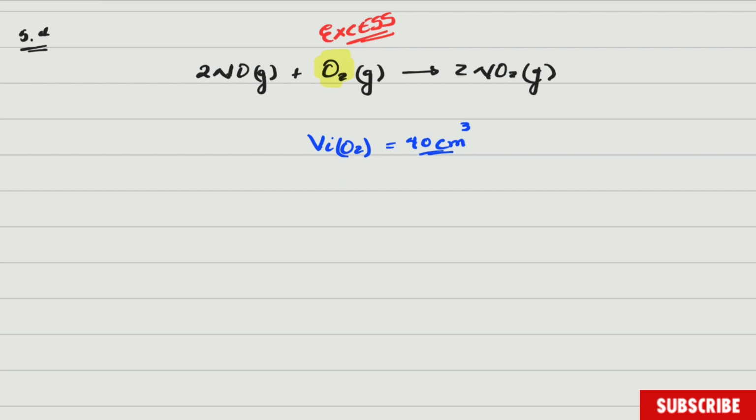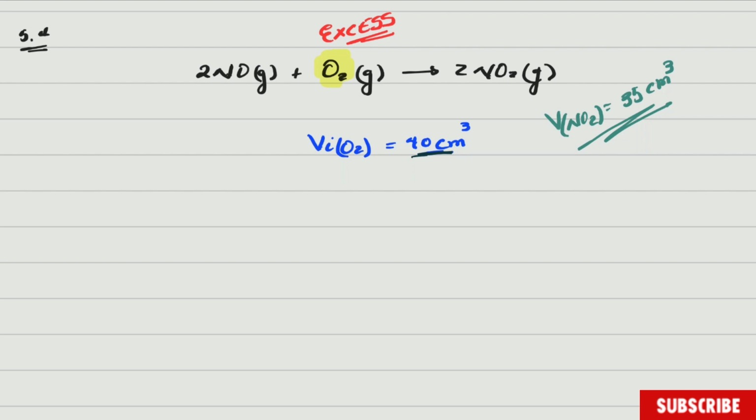So what does it mean that it is in excess? It means that not all the oxygen, not all the 40 cubic centimeters, was used up. Now what do we know? From the graph, we know that 35 cubic centimeters of nitrogen dioxide was produced. So this is the volume of nitrogen dioxide produced. Now to produce this amount, we need to know how much oxygen was actually needed.